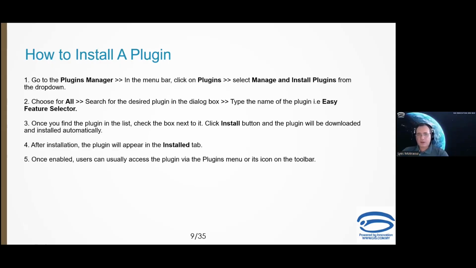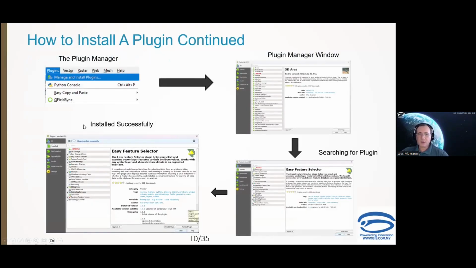So once you have found the plugin, you just click on install, and then it will install the plugin. This is when you install from the repository, but if you have a third-party plugin, they will provide you with a zip file that you can just unzip. I'm going to show you that later on. So this is how it works.